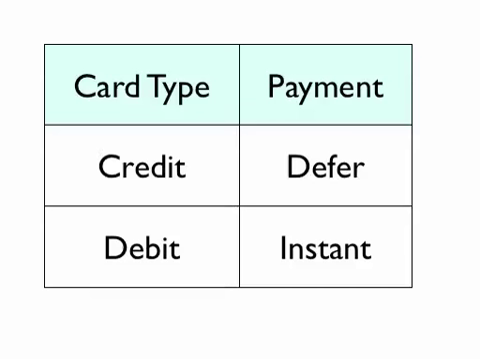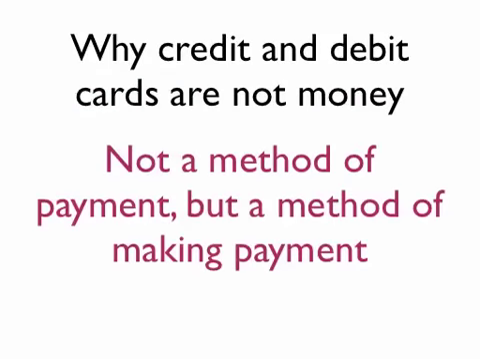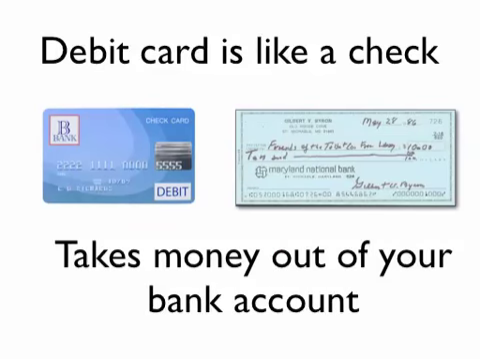Credit and debit cards are not money. They are simply a way that we can make payments. A debit card really is like a check. It takes money out of your account whenever you use it at a merchant, at a store when you buy something, or at an ATM machine when you use it to withdraw cash. You're actually taking cash out of your account that exists at the bank that you use the ATM card with.